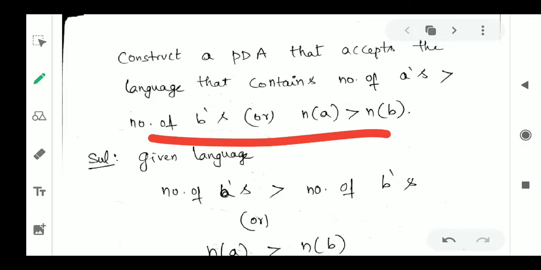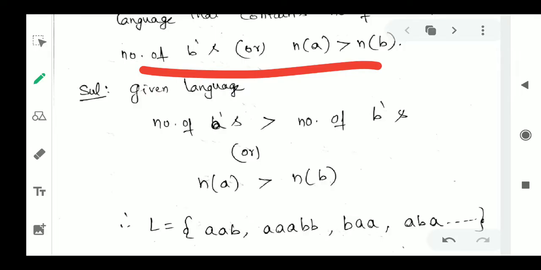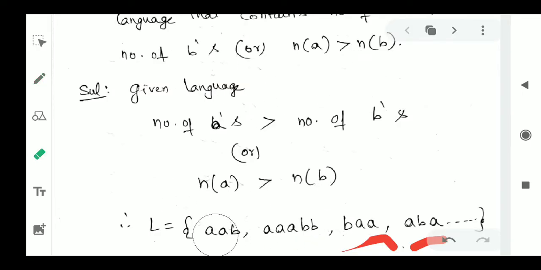See here, what are the strings we have taken for the given language? A, B. You see in this string, the number of A's is greater than B's. Here also, the number of A's is greater than the number of B's, like that. So whatever string you take, you have to take it with more A's and fewer B's. The number of A's must be greater than the number of B's. This is how we are going to take it here.